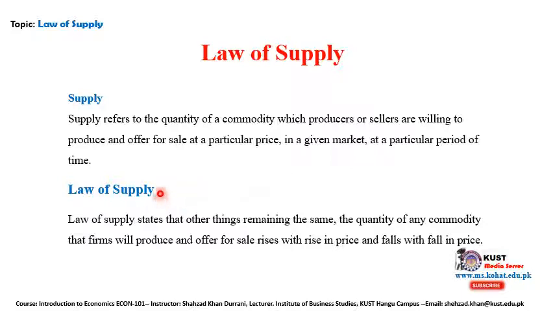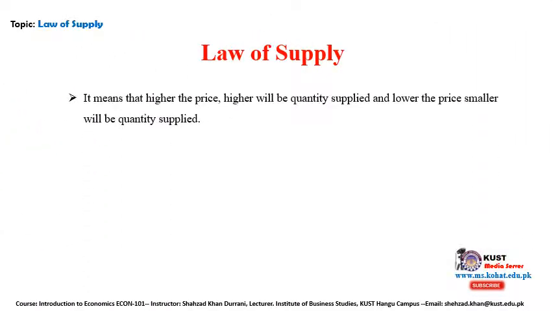If the price is increasing, the producer wants to supply more products. If the price is decreasing, the producer wants to offer fewer products to the market. So the law of supply means that the higher the price, the higher the quantity supplied, and the lower the price, the smaller the quantity supplied. This is the actual idea behind the concept of the law of supply.